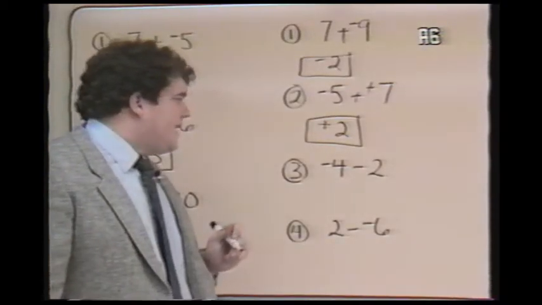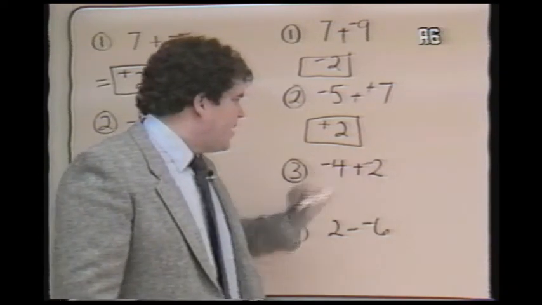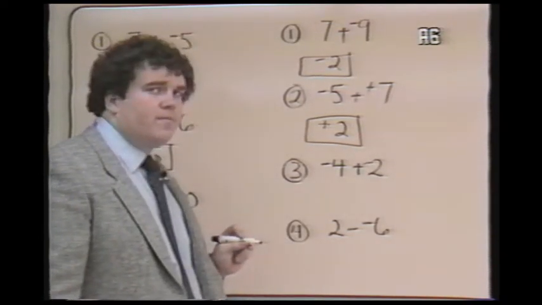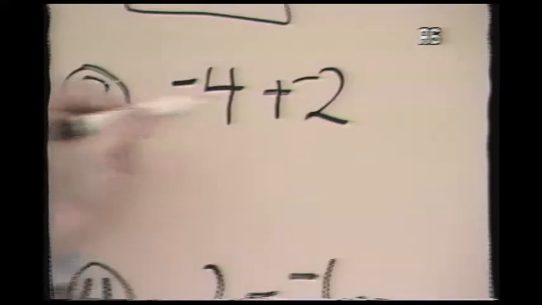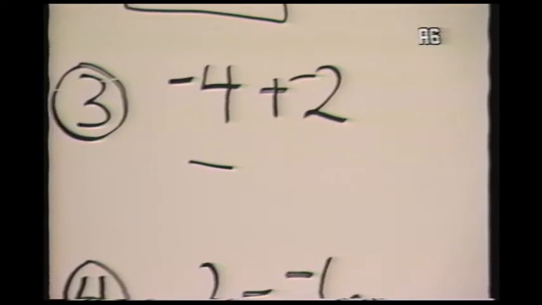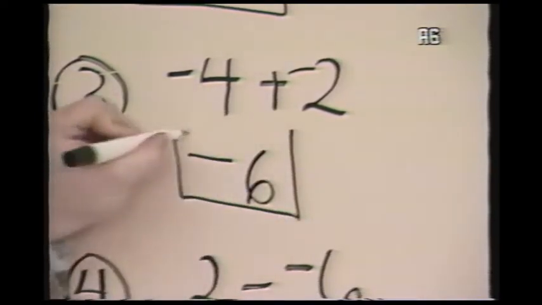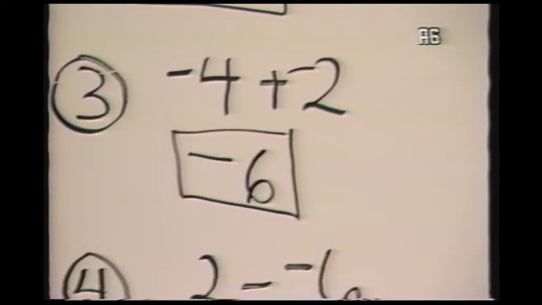Problem number 3, negative 4 minus 2. That's the same as negative 4 plus negative 2. Question number 1, will my answer be negative or positive? It'll be negative. Do I add or subtract the absolute values? I will add them together. The answer, negative 6.